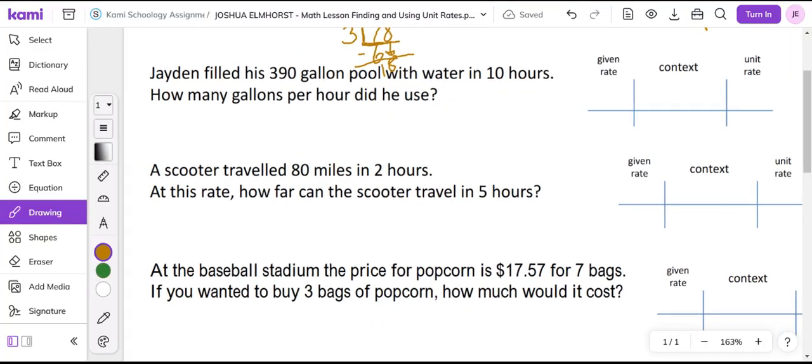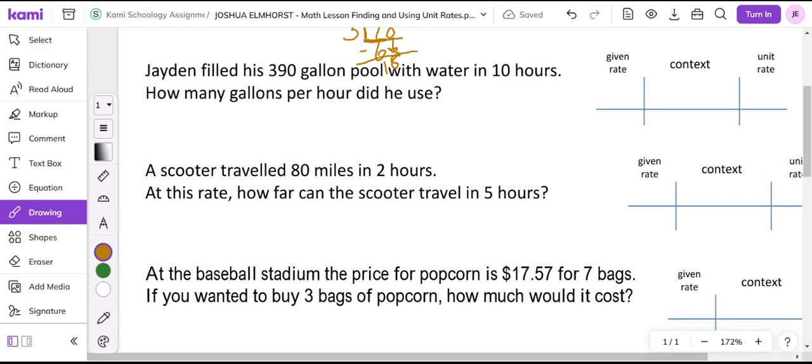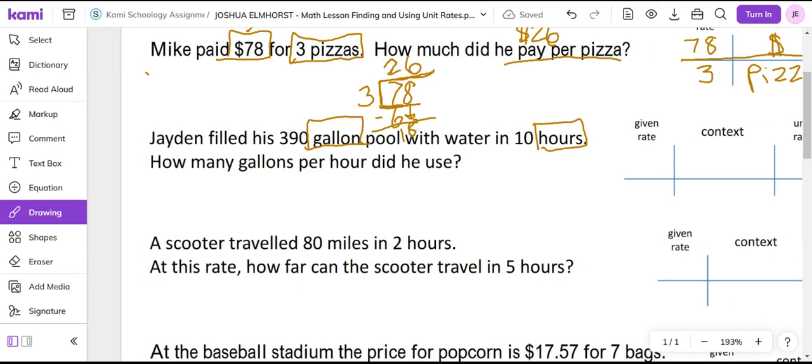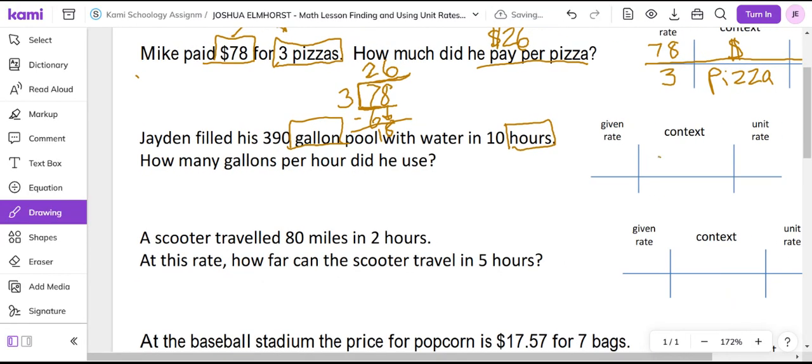All right, look in the next example. Can I have a student read it for the class? All right, now looking at the context, what 2 things are we talking about? Gallons and hours. So we're going to take that given information and we're going to fill it in. Here's the context. We have gallons and we have hours. Now we fill it in. How many gallons are we starting with? 390. And then how many hours?